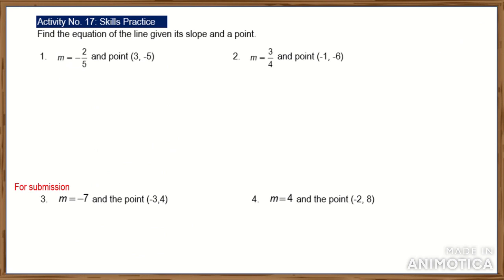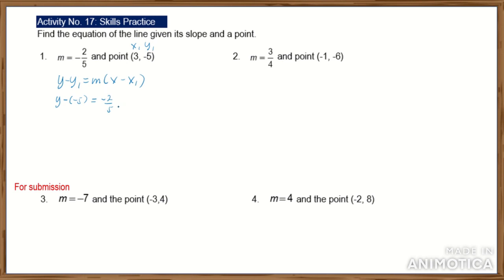Okay, so let's answer item number 1. So copy first the equation y minus y sub 1 is equal to m times x minus x sub 1. In this way, you will not be confused during the substitution process. Then we are going to label the coordinates of the given point with x sub 1, y sub 1. Okay, so we copy y minus our y sub 1 is negative 5. Enclose it in a parenthesis. Then our slope is negative 2/5.